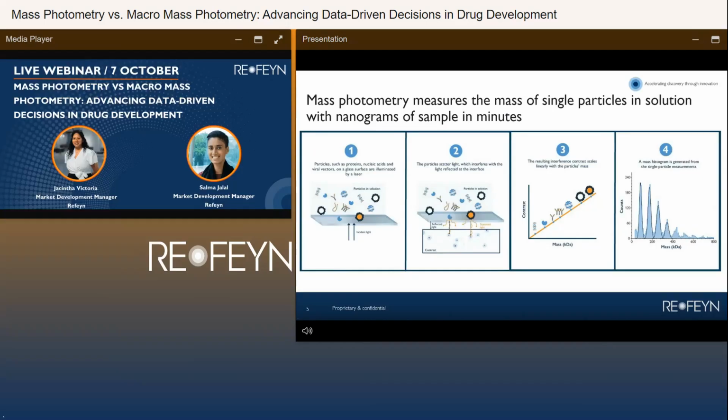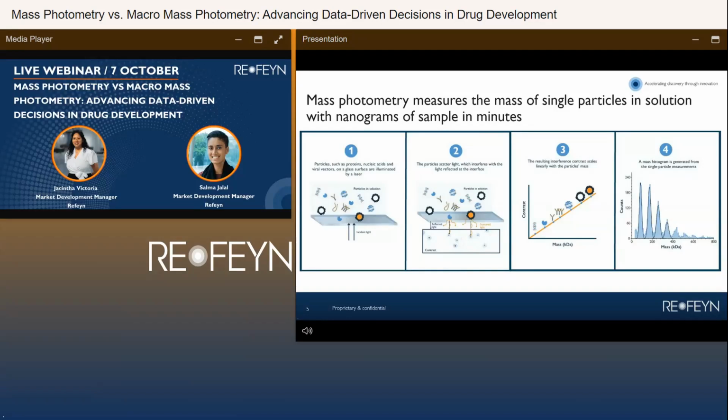And if you're not familiar with mass photometry, let me introduce this technology to you, as it can overcome some of these challenges, as it measures the mass of particles in solution using nanograms of sample in minutes. Mass photometry is a microscopy-based technique that measures the interference between light scattered by molecules near a slide surface and light reflected from the surface.